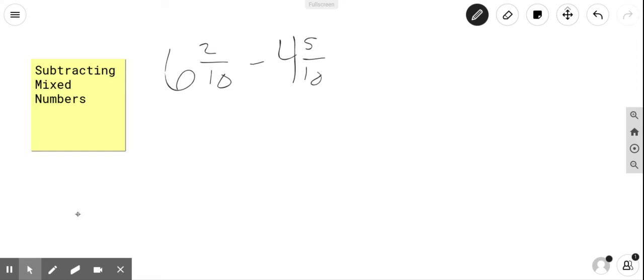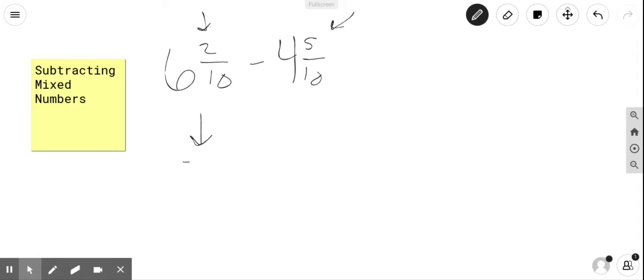Here's where it starts to get a little bit more complicated. We have 6 2/10 minus 4 5/10. Is 2/10 larger than 5/10? It is not. So what we're going to have to do is borrow from our 6.